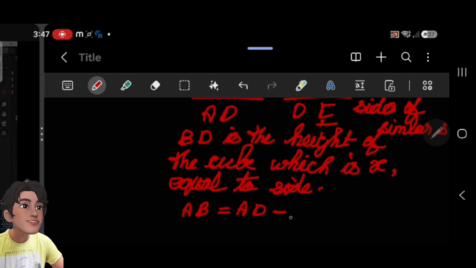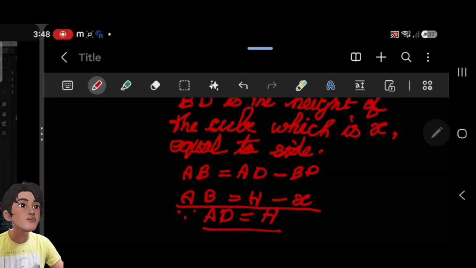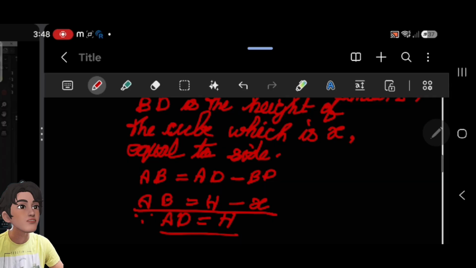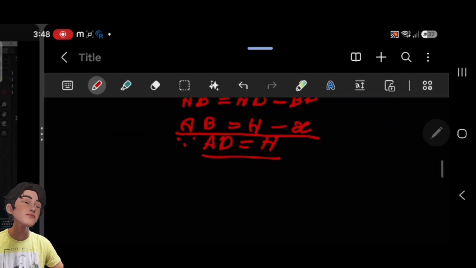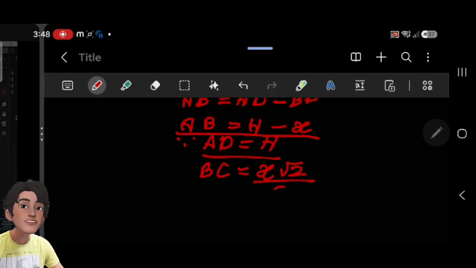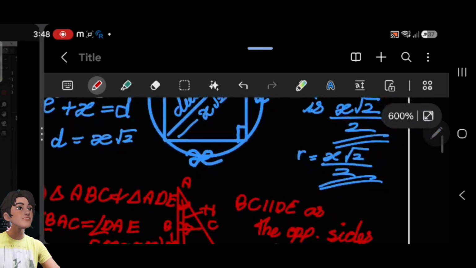Now we know that AB is equal to AD minus BD by the figure, and we know that AD is equal to h and BD is nothing but x, which is the height of the cube. And since AD is equal to h, we are just substituting it in the previous equation. Now we found the value of BC, and BC is just the radius of the circle which we found already. And the value of this is just x root 2 by 2, as you can see right here.